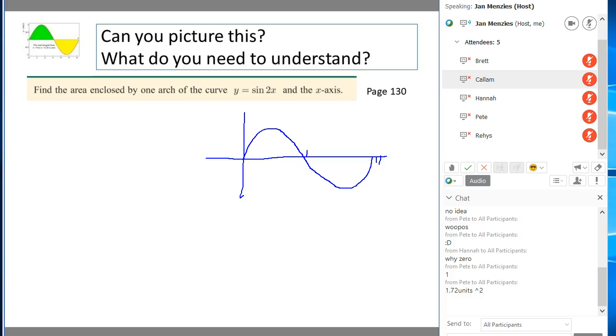And so a complete cycle is pi, which is 3.14 radians. And half a cycle is pi on 2. So that's what we were doing at the start of the lesson, realizing that sine of 2x is going to change the period. It's actually going to shorten it so that a complete cycle occurs in pi instead of occurring in 2 pi. And so the area enclosed by one arch means from 0 to pi on 2. So just give me a tick.